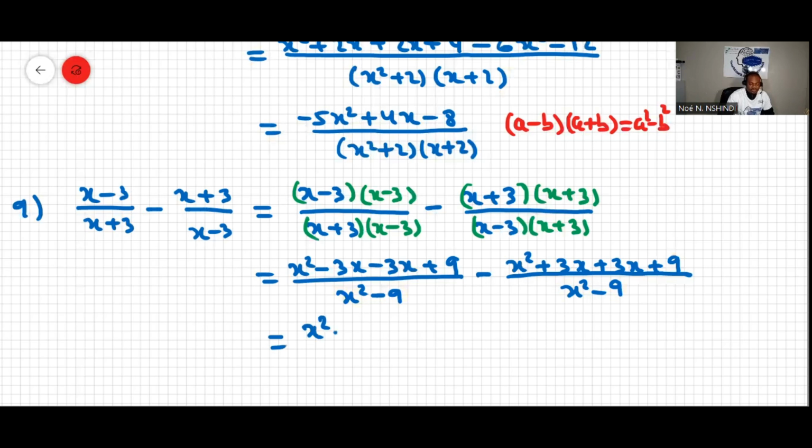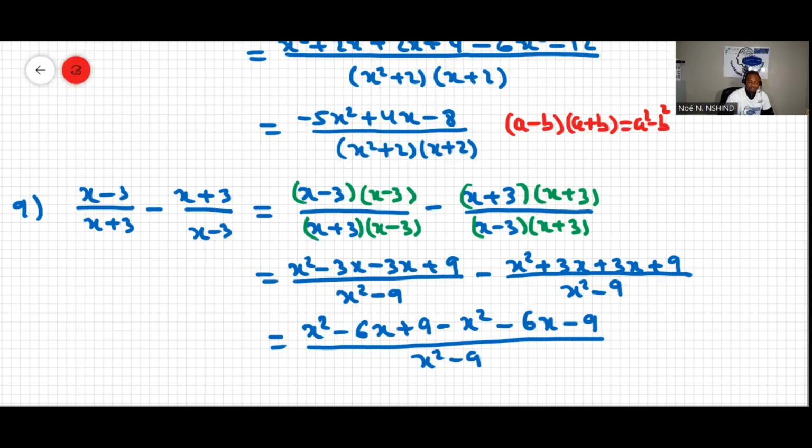So the numerator x squared minus 3x minus 3x makes 6x plus 9. Now minus x squared. Okay, and then there combine it makes positive 6x, but with the negative here it becomes negative 6x. And then positive 9 with the minus makes negative 9 there, all over x squared minus 9. So, you know, we can simplify. So x squared and negative x squared, and then 9 and negative 9. And the answer is just negative 6x over x squared minus 9. Okay.